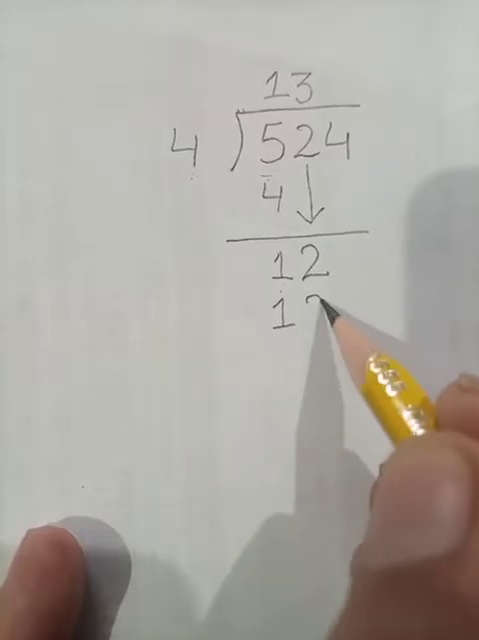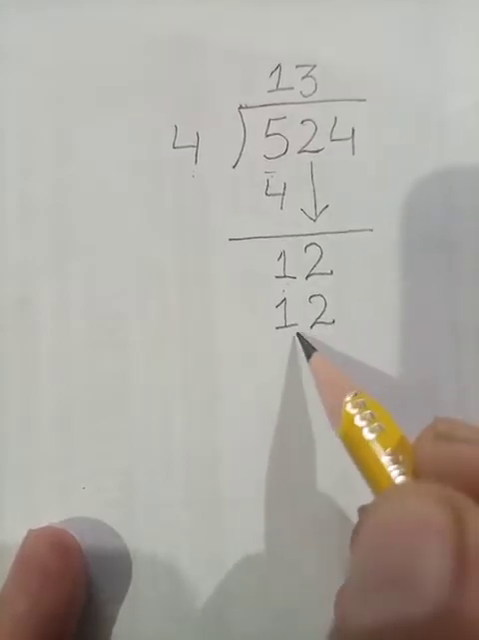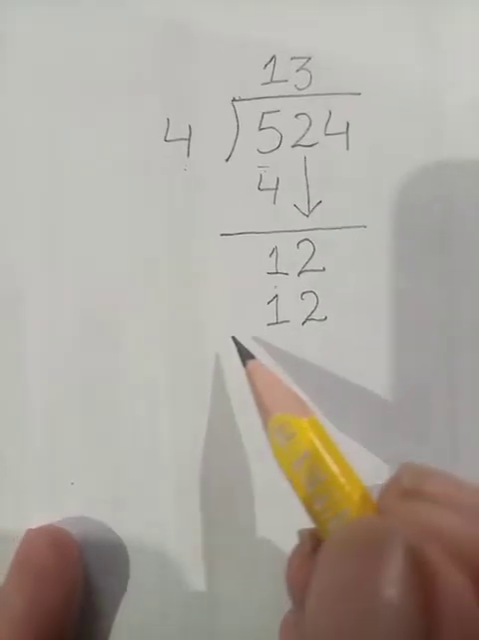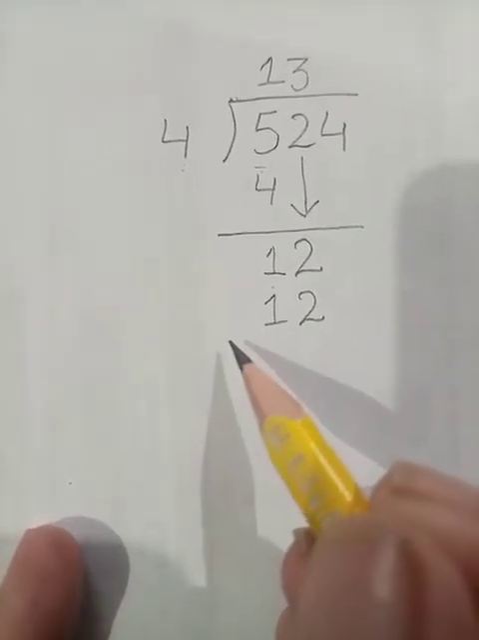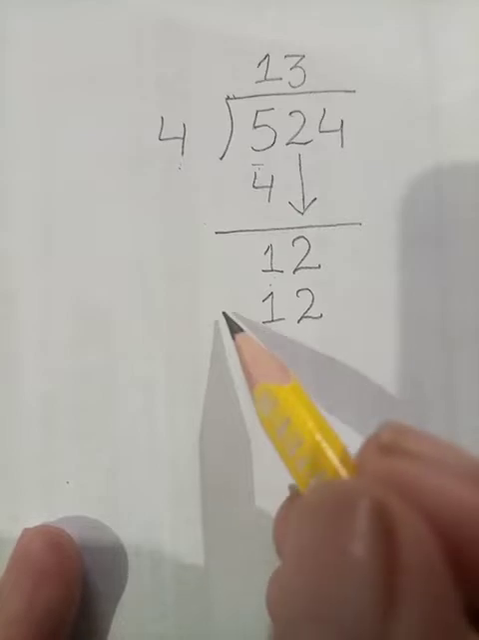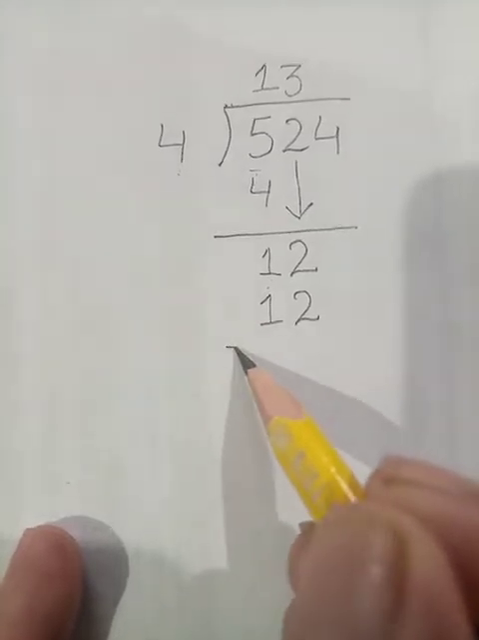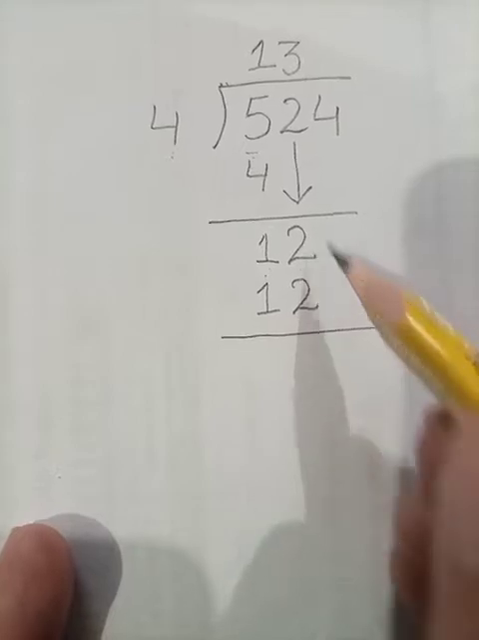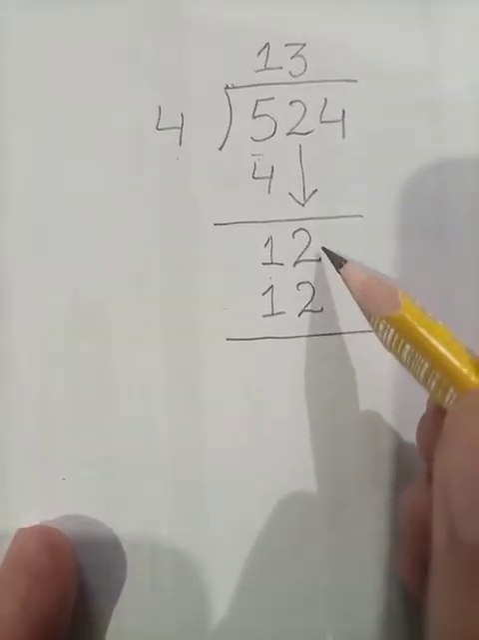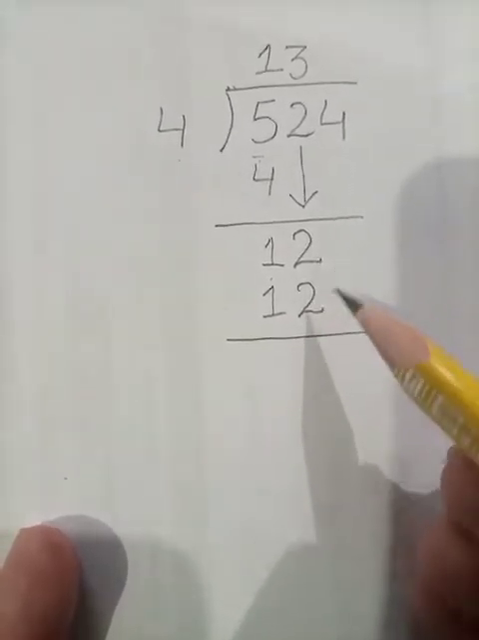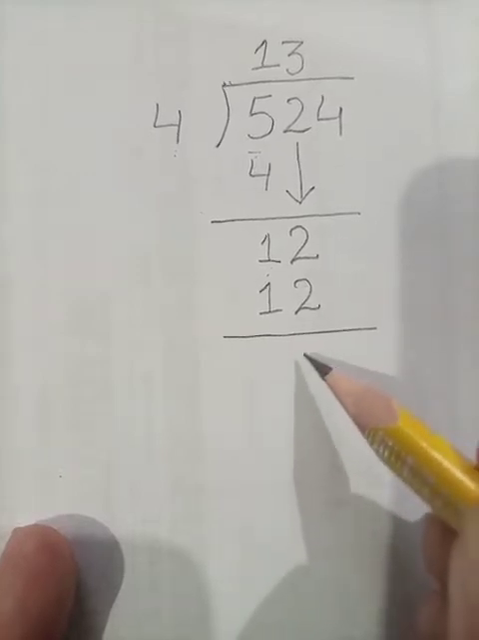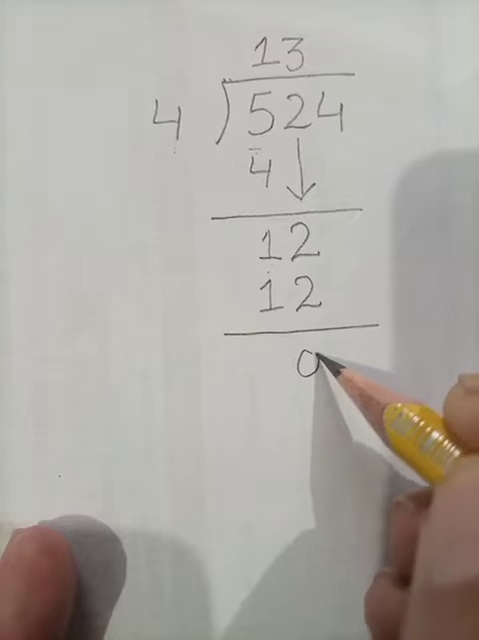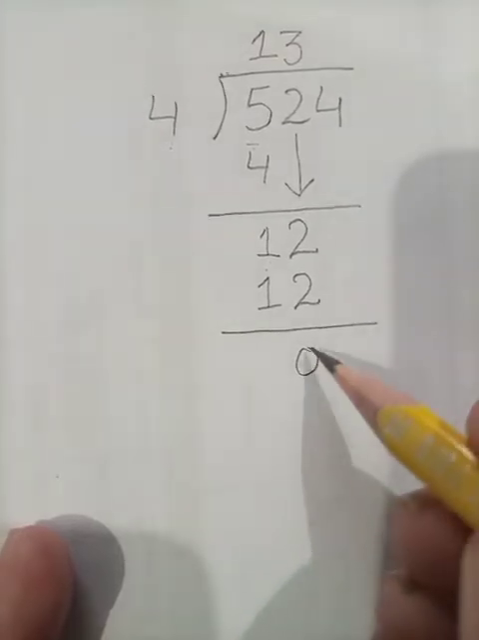Now students, I have written this 12 just beneath the remainder 12. Now students, tell me the next step. Yes, the next step is again subtraction. I am going to subtract this 12 from the remainder 12 and you know the answer. We know that the subtraction of the same numbers will make the 0 here. So students, I am writing the 0 here.